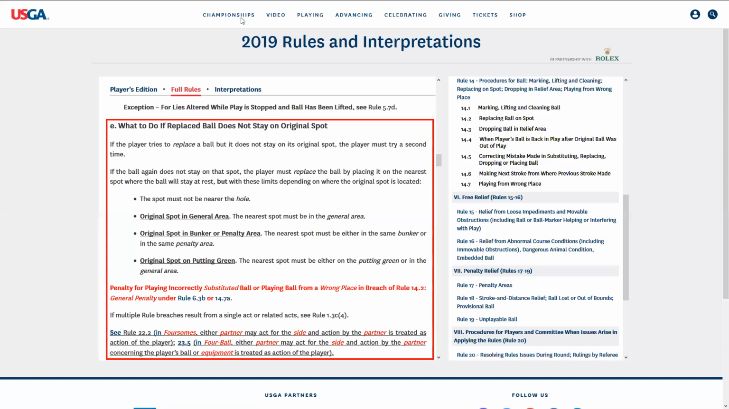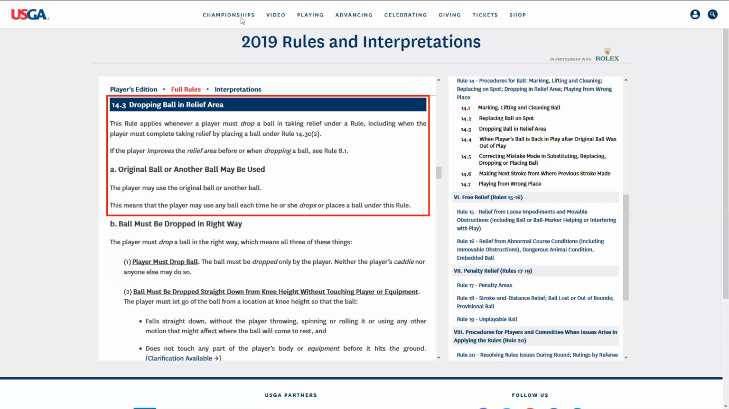14.3b, ball must be dropped in right way. The term right way seems a bit awkward, but that's now the new term that we need to get comfortable with. A right way means you have 3 things that you've done right. Number 1, the player must drop the ball. Number 2, the ball must be dropped straight down from knee height without touching the player or the equipment.